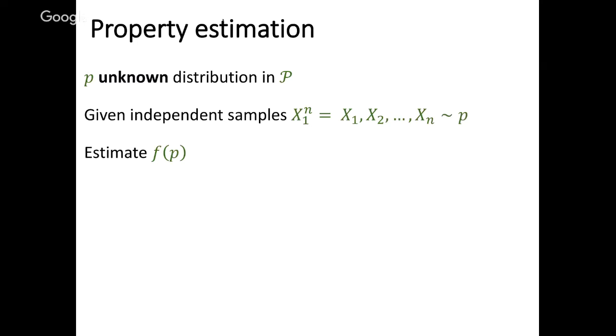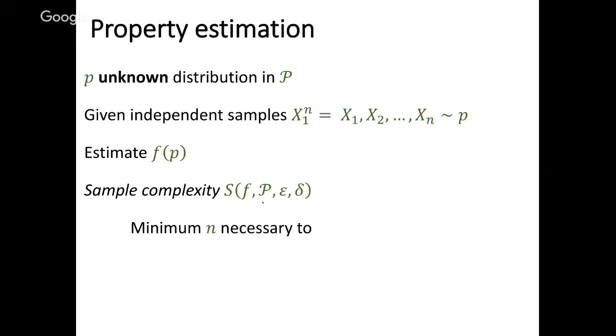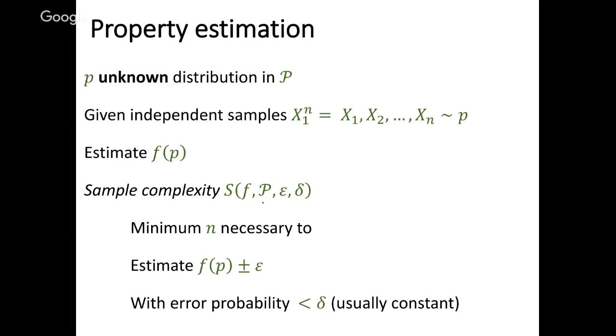Now, what does it mean to estimate? So in order to define it, we'll define the notion of sample complexity. It has 4 parameters, but I think it's pretty simple, so we'll pass through them. So the sample complexity S of a property f for a collection of distributions calligraphic P, and epsilon and delta are the accuracy and error parameters that we'll define as follows. This sample complexity is the minimum number of samples that you need in order to estimate the function f of P up to an additive epsilon with error probability at most delta.